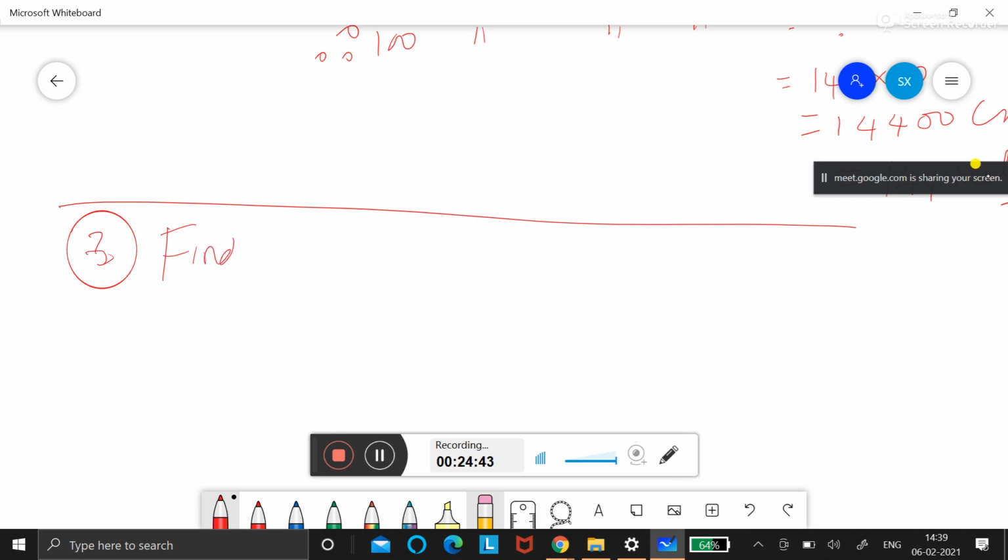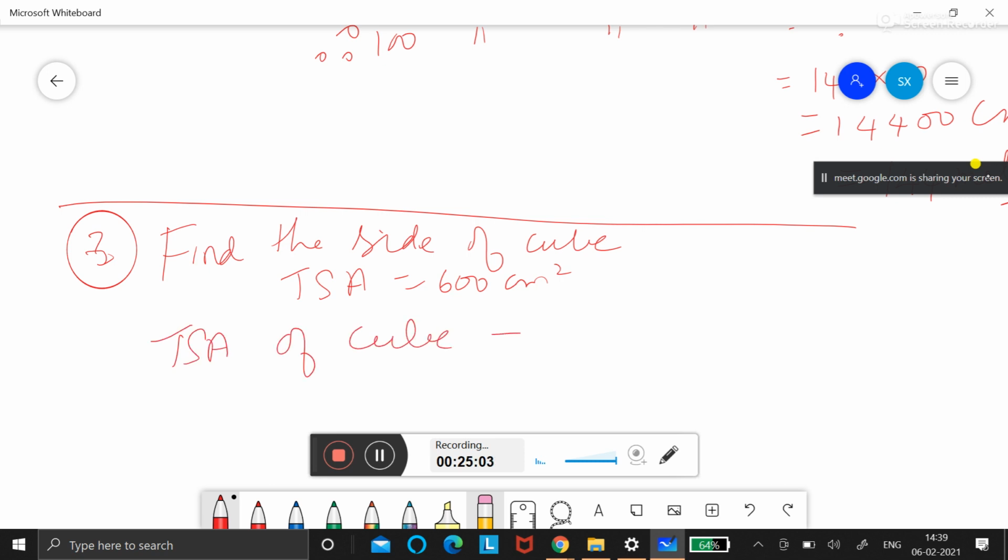Find the side of a cube whose surface area is 600 centimeters square. Find the side of the cube whose TSA is given. Very easy, the formula and answer are given. TSA of a cube, what is the formula? LSA is 4a square. TSA is 6a square. The answer is given, 600. 6a square is 600, so it is easy.